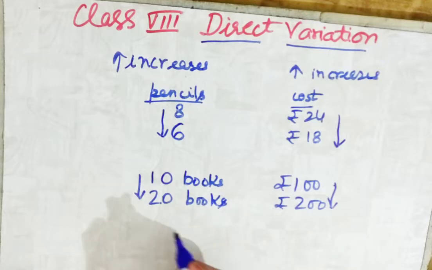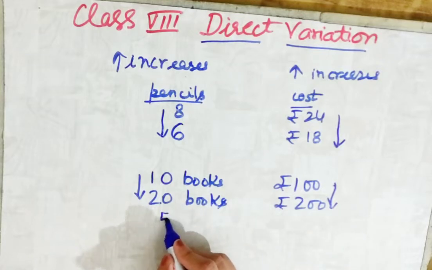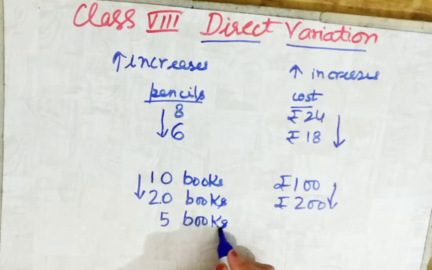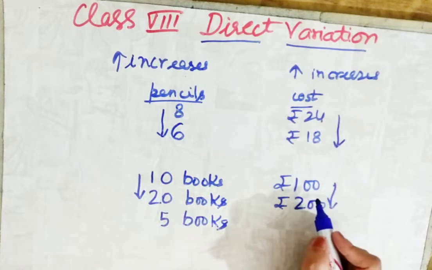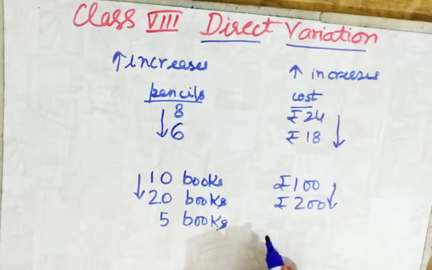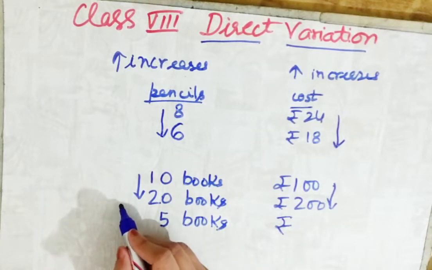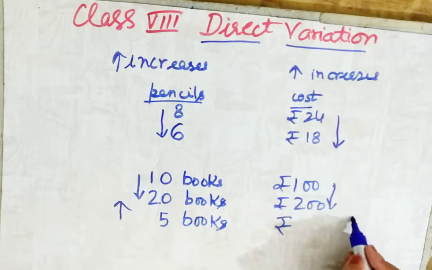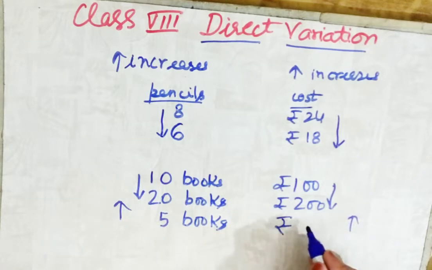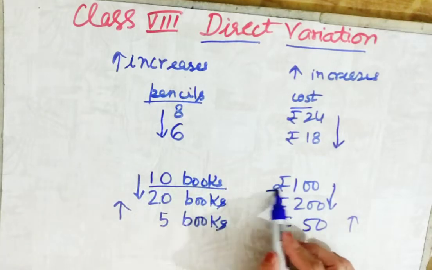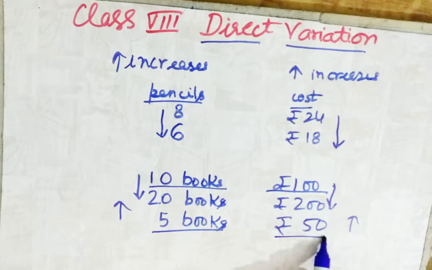Now if I have to buy 5 books, right, children? So 10 books cost 100. So 5 books cost will be how much? It will be less. Here now it is decreasing, so this side also there will be a decrease. It will be rupees 50. 10 books cost is 100, then 5 books cost will be 50.